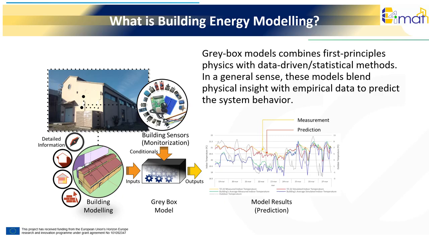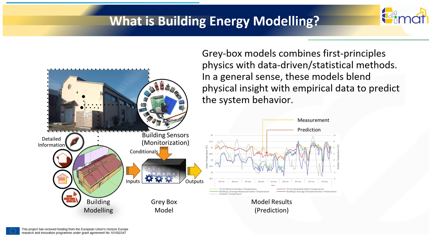Clear examples of these models include linear regression, Bayesian networks, and physical equation models, among others. Finally, gray box models undertake a modeling approach that combines first principles physics with data-driven, or statistical methods. It sits between white box and black box models. In a general sense, these models are a simplified physics-based representation of a system whose parameters are estimated from real-world data, blending physical insight with empirical data to predict system behavior accurately with a mid to low computational effort.